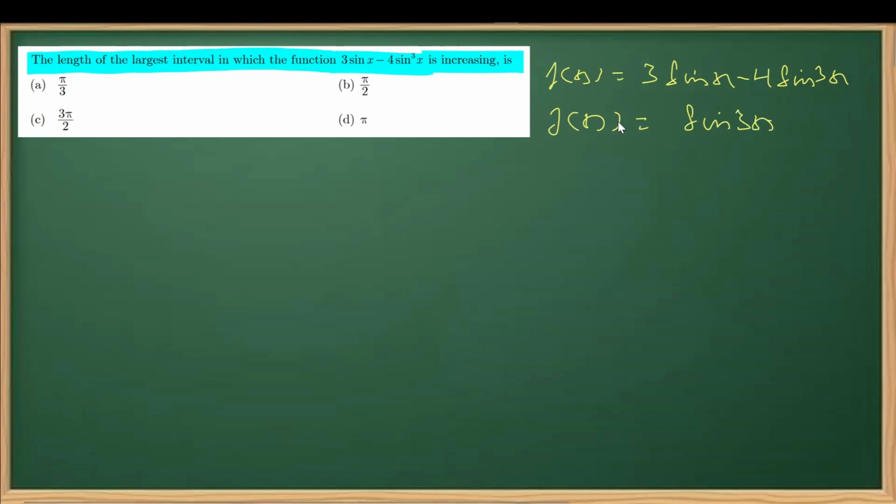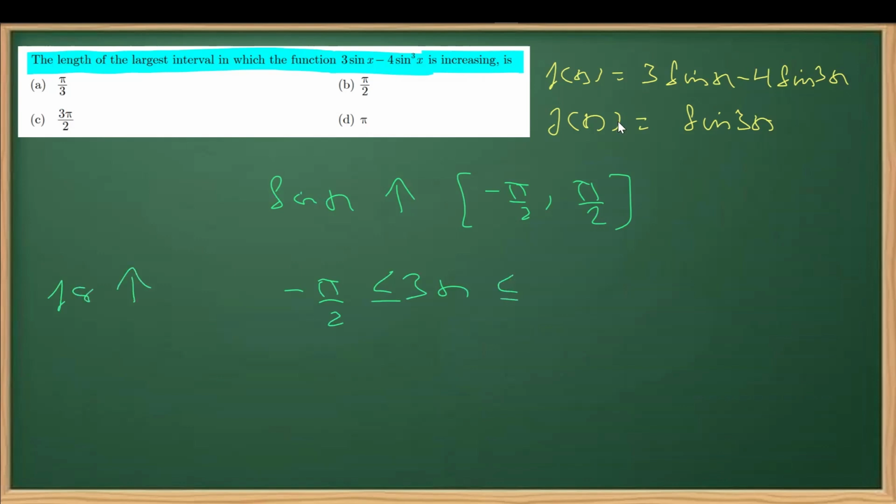Now check what we know about sin x. We know that sin x is increasing in the interval minus pi by 2 to pi by 2. From here we can conclude that for increasing, 3x has to be between minus pi by 2 to pi by 2. So for getting x, I'm going to divide it by 3. So this is going to be minus pi by 6 to pi by 6.